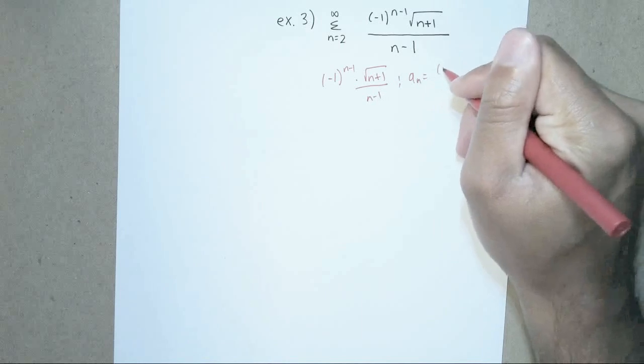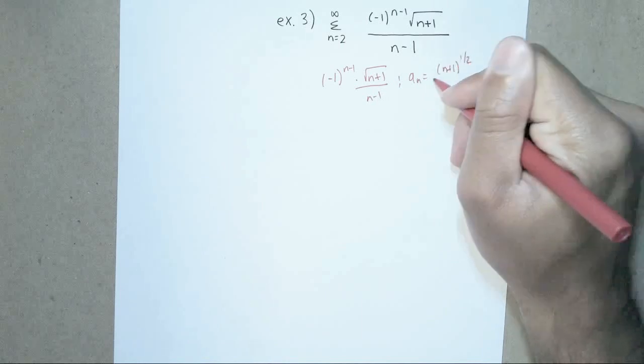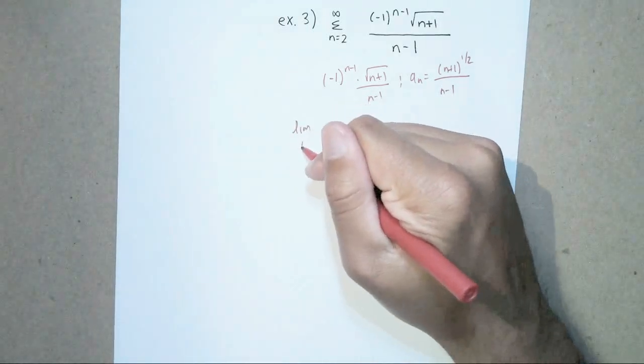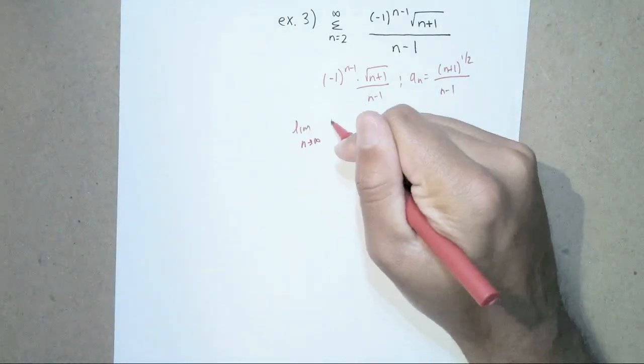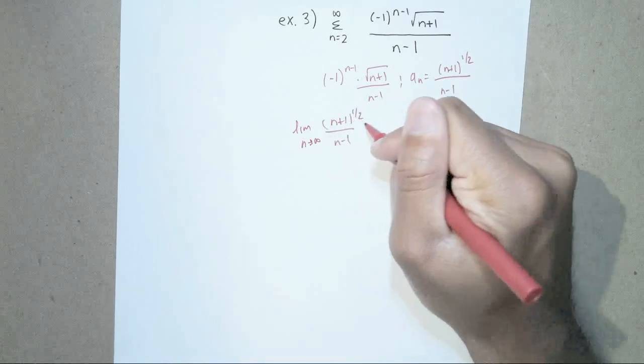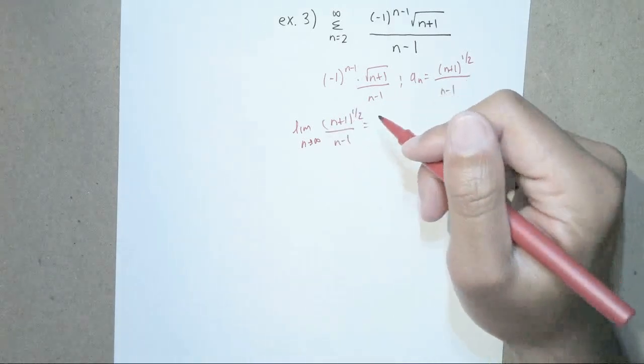And I'm just going to go ahead and rewrite it. Then I'm going to determine the limit of my a of n. I'll plug in infinity, but that gives me infinity over infinity. That doesn't help me out, so that means I have to do L'Hopital's rule.